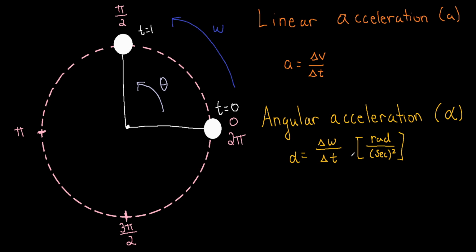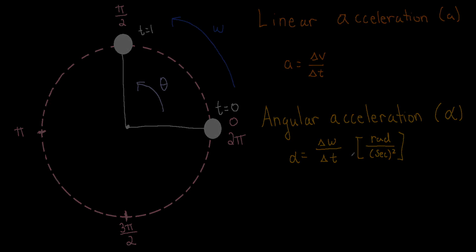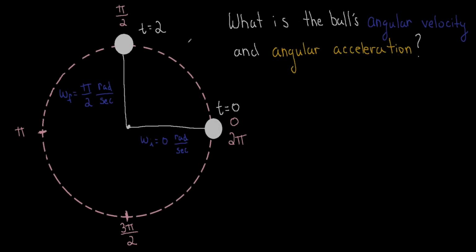Now, let's look at a problem. In this problem, we have a tennis ball that's being swung from here to here in 2 seconds, and we are told that the initial angular velocity is 0 radians per second, and our final angular velocity is pi over 2 radians per second. And we are asked to find the ball's angular velocity and angular acceleration.